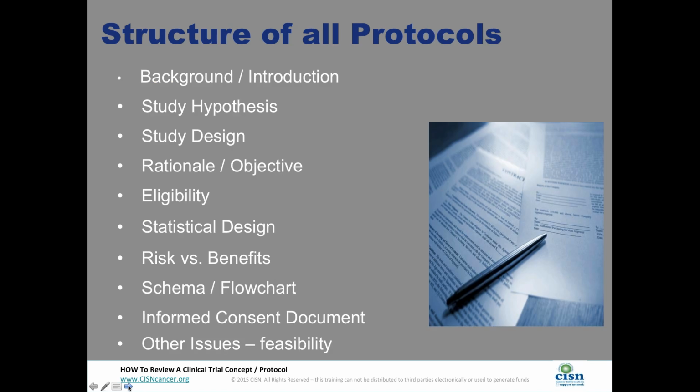So here's all of the parts of a protocol. These sometimes change as far as what they're called, but there'll always be a background or an introduction. There'll always be a study hypothesis followed by the study design plan. The rationale is sort of why they're doing it. They'll have to talk about eligibility. They'll have to give the statistical design and list all the risks and benefits. It's required to put in a schema or flow chart. They have to have the informed consent document. And people are beginning to realize that they have to start addressing feasibility.